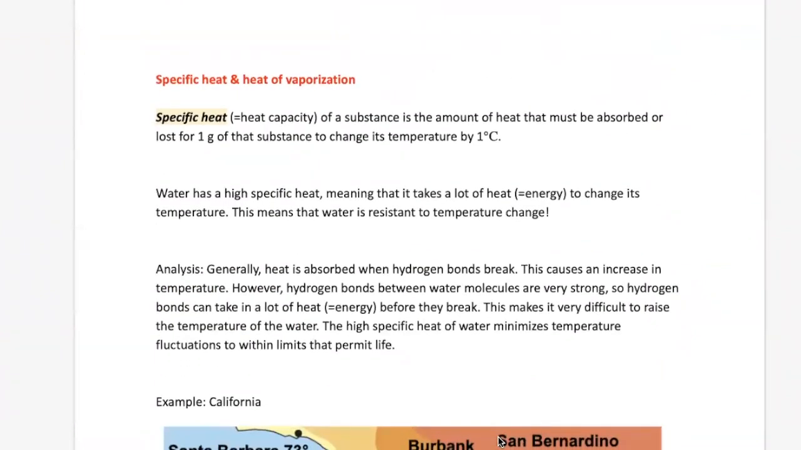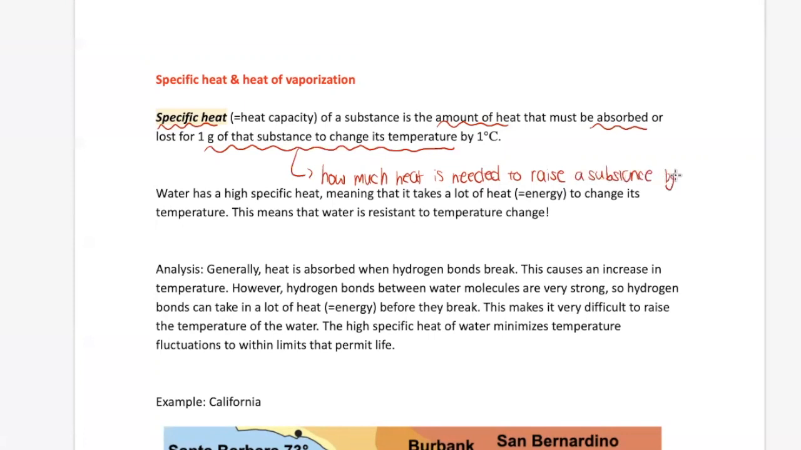Now we're going to learn about another property called specific heat. Specific heat is the amount of heat that must be absorbed or lost for 1 gram of the substance to change its temperature by 1 degree Celsius. This might be difficult to understand, but in essence, it defines how much heat is needed to raise a substance by 1 degree Celsius in temperature.